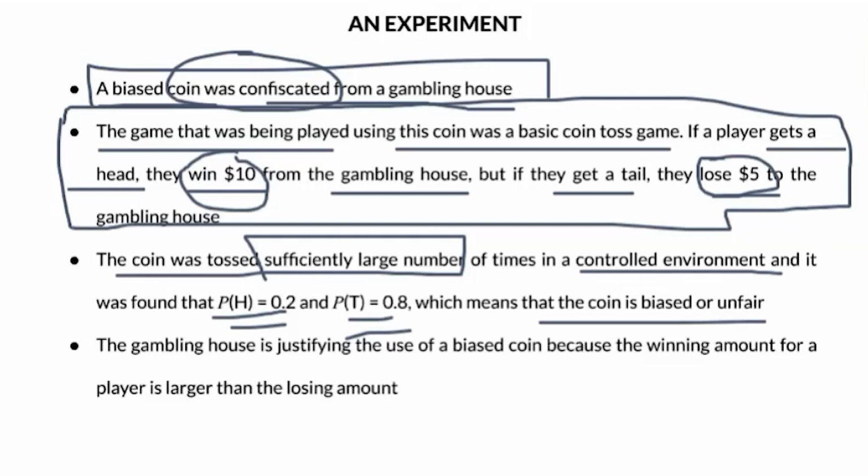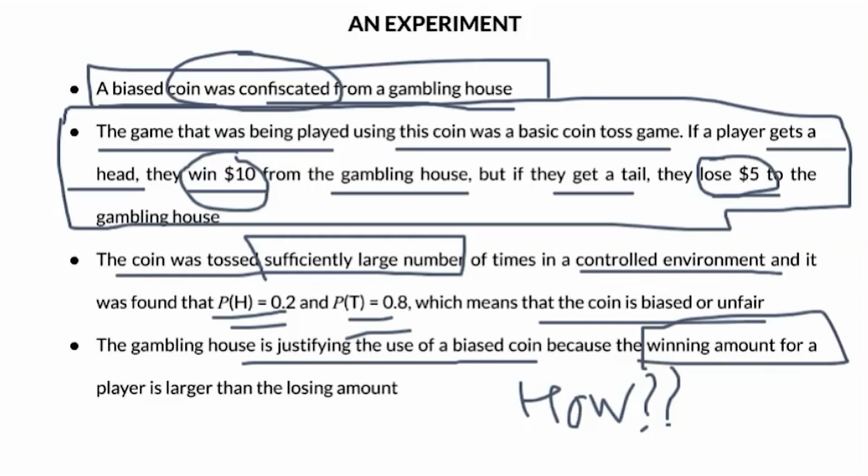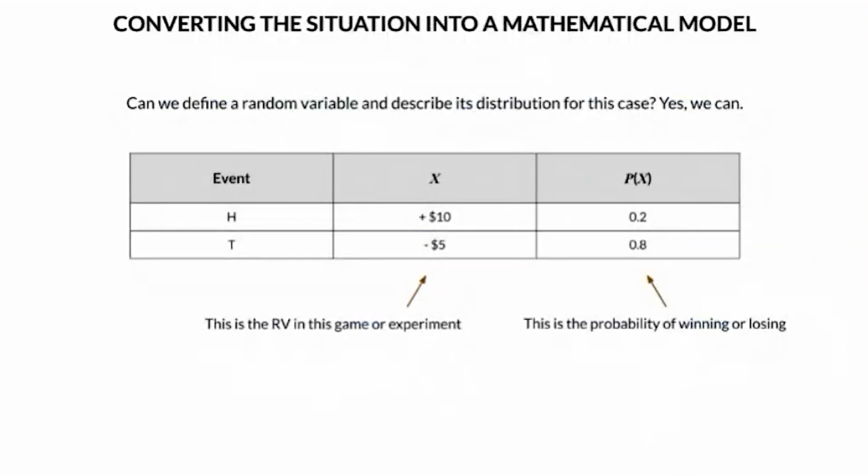Now, of course, a coin in a gambling house is going to be biased or unfair, but just how biased or unfair, that's what we are trying to look at. The gambling house is justifying this biased coin, saying that the winning amount is larger. They are saying, okay, winning amount is $10, losing amount is $5. Why do you have a problem? That is how the gambling house is justifying. So how are you going to tackle the gambling house? How are you going to go and say, no, this is not fair, or there is a problem here? You have to speak in the language of numbers.